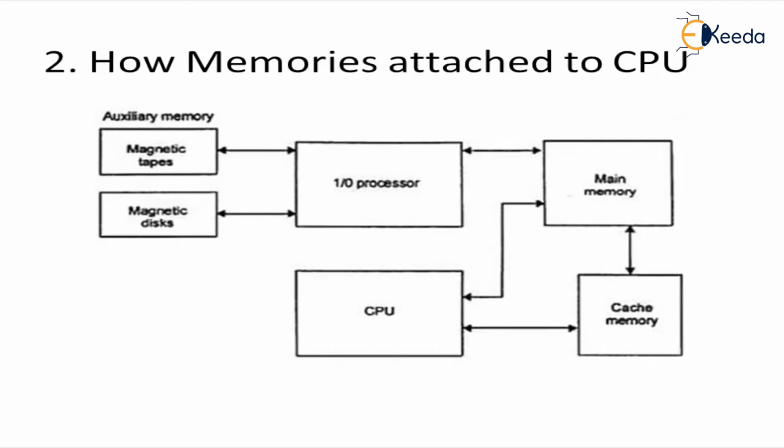Now, the IO processor, the input output processor, also consists of memory. And the magnetic tapes and magnetic disks are attached to the IO processor. The IO processor is attached to the main memory, and the main memory is attached to the cache memory. All of these are attached to the CPU in unidirectional form, and the CPU gives them instructions to perform different sorts of operations.